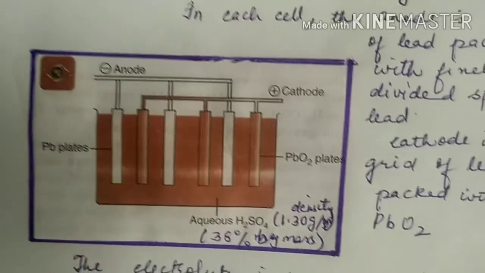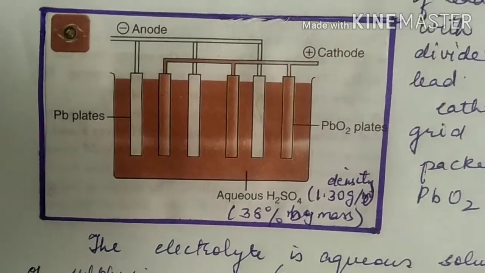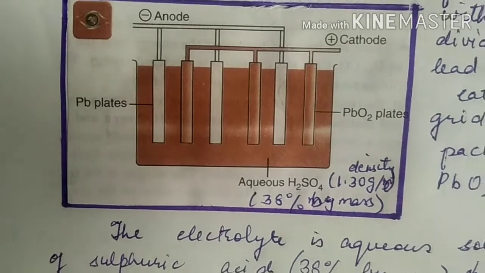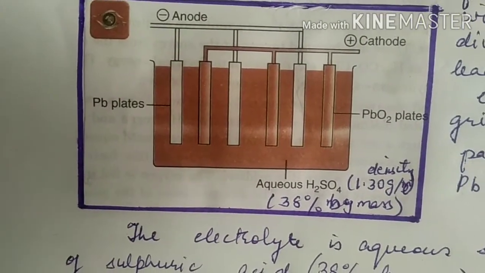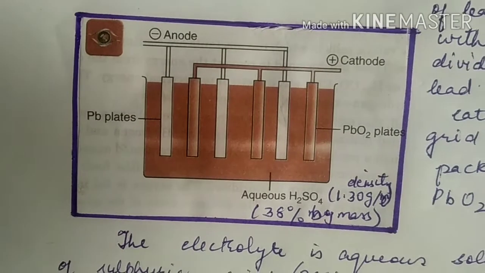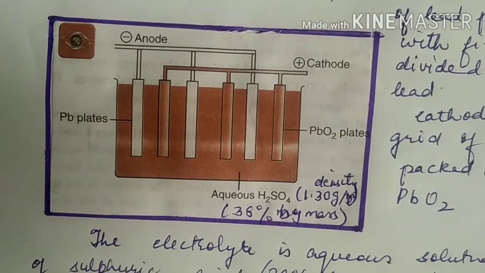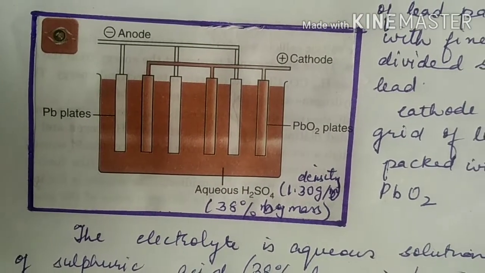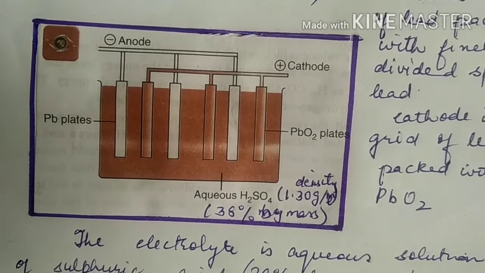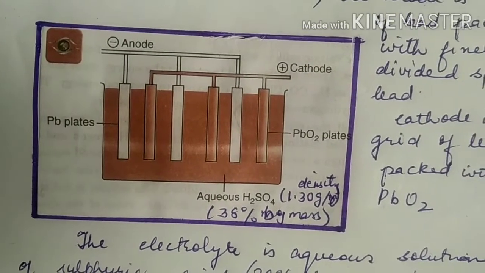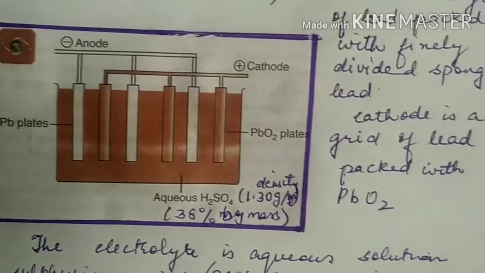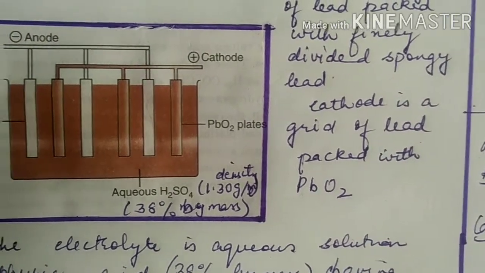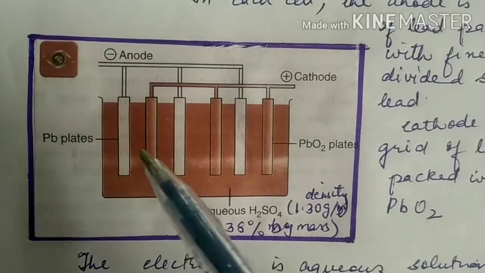Then the cell works like an electrolytic cell. Earlier it was working like an electrochemical cell. Now it's working as an electrolytic cell, and the electrode reactions get reversed. All the cell reactions that occur during discharge are now reversed. Sulfuric acid was earlier used up, now it is regenerated and its concentration is increased, and the functions of anode and cathode are also reversed. Now lead dioxide plates will act as anode and lead will act as cathode.